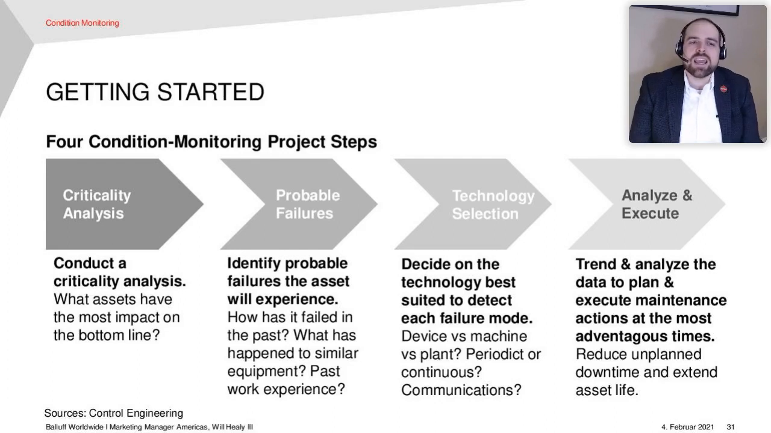So do a criticality analysis. Conduct this analysis in your plant. What assets, what machines, what components have the most impact on our bottom line? What is having the most effect on our downtime? And so look at what those critical components are. Identify five of them, or one type of component, or just one machine that's causing all your bottlenecks or your problems.